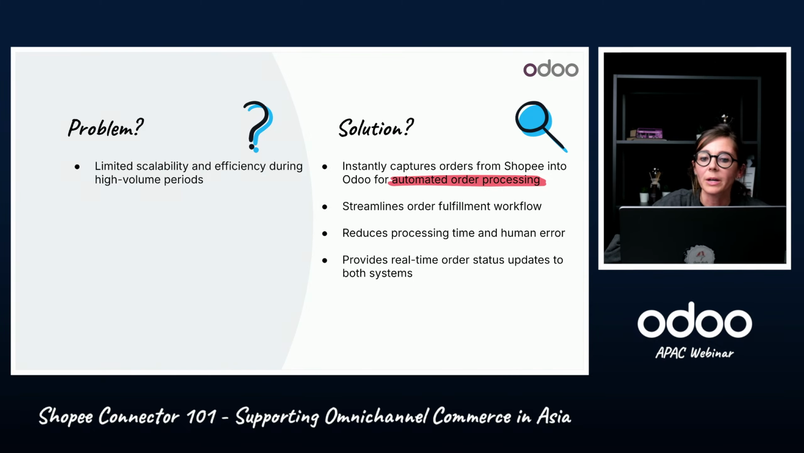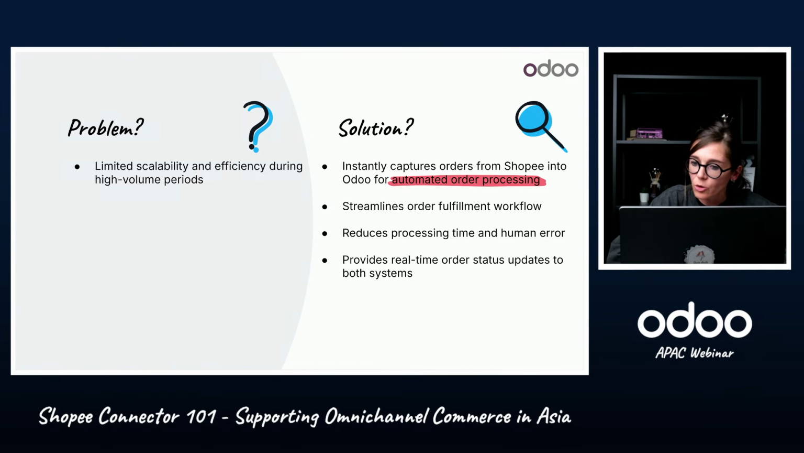Third problem that we're trying to fix: limited scalability and efficiency during high volume periods. Okay, that's a big thing, and that's a big feedback we had to face as well. It's like, okay, I have this Shopee store. Right now, you're telling me to include all of the sales that I'm making on Shopee manually. I have 1,000 per day. How do I do that? Okay, right now you don't have to worry about this anymore. Okay, we capture that for you.